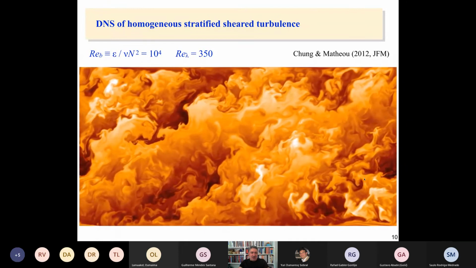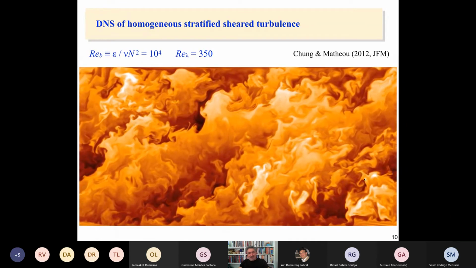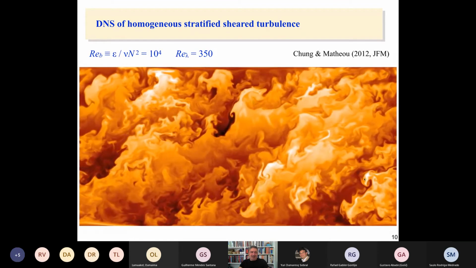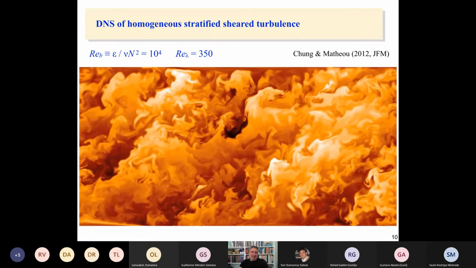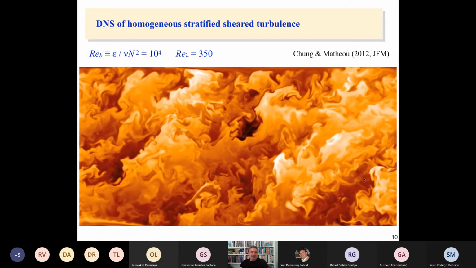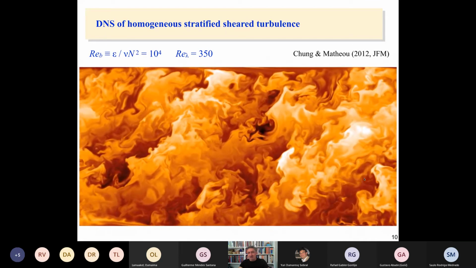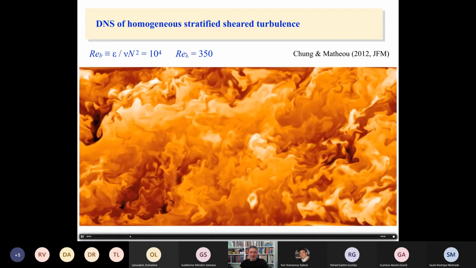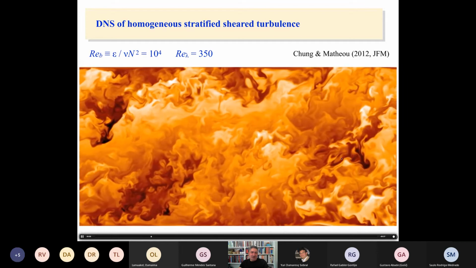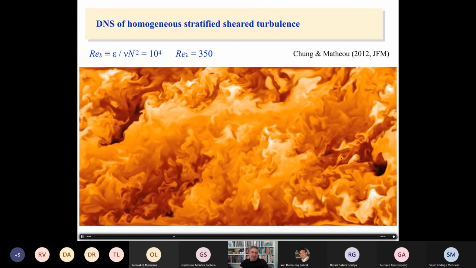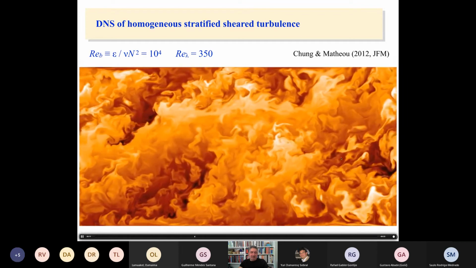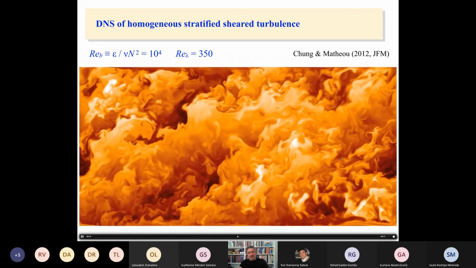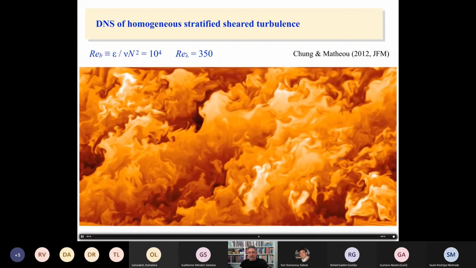If you do DNS, everything has to be in the fundamental aspect of things. So this is one of these fundamental flows: homogeneous stratified shear turbulence. This is a 3D box, and what you see here is one vertical slice of this box. We have turbulent flow that is driven by shear. In this case, there is very little density stratification, and these cases are statistically stationary.